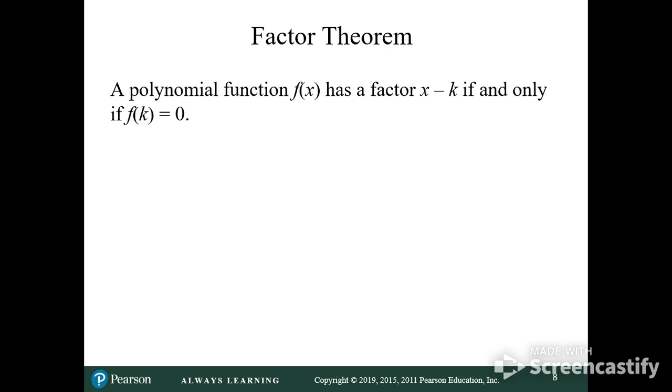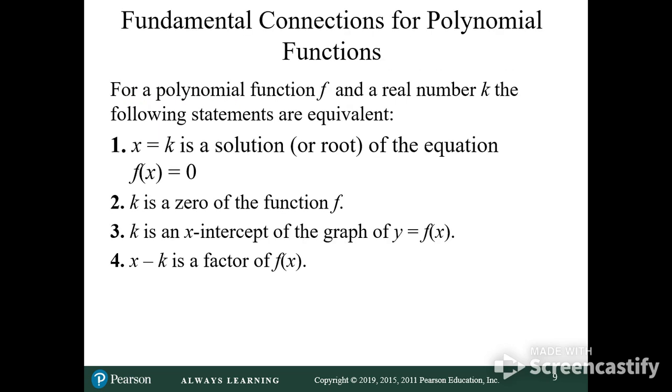So 33 is the remainder. The factor theorem says a number is a factor if the remainder is 0. So if your remainder is 0, it's a factor. It's common sense. We're not going to spend much time on that.